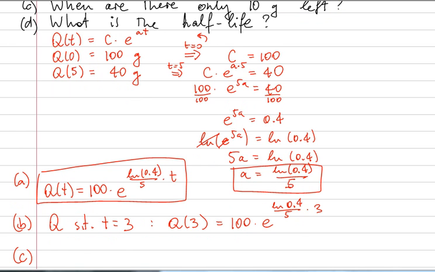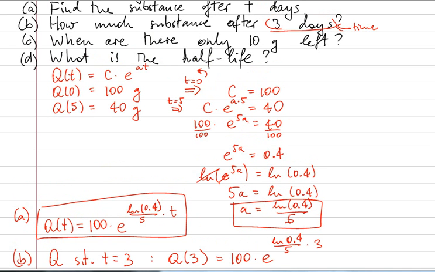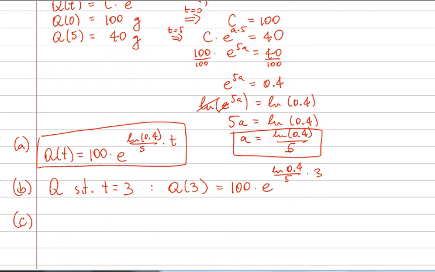Part C. So here we have 10 grams left. So we know what the substance is. What we don't know is the time. And in fact the question is when. So we want to find out a time. So our unknown is a t such that the quantity at that unknown time is 10 grams. So we plug in our expression for Q of t. So this is 100 e to the ln 0.4 over 5 times t equals 10.